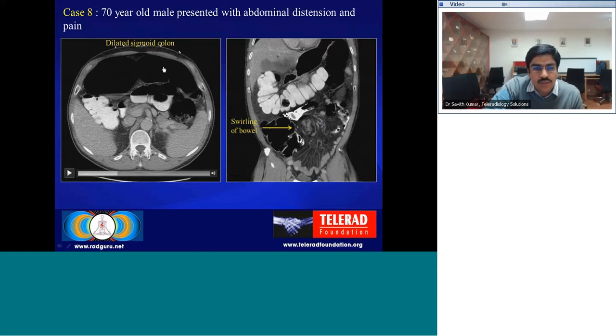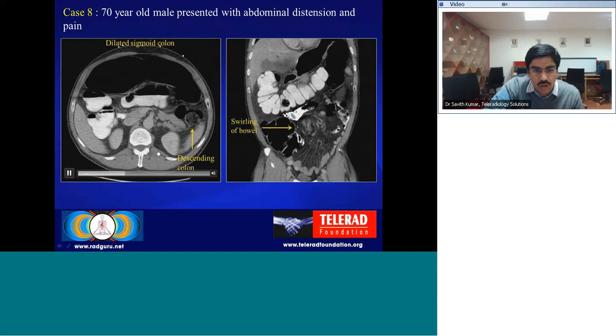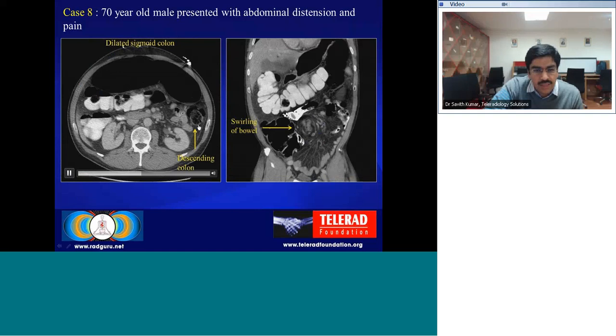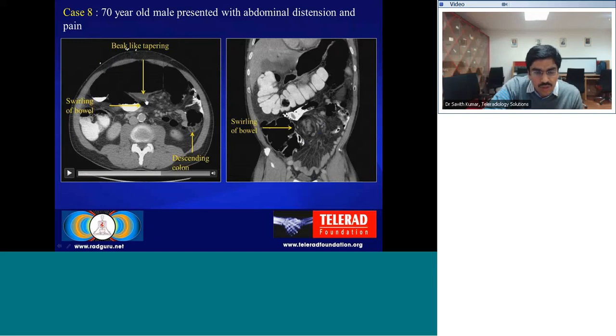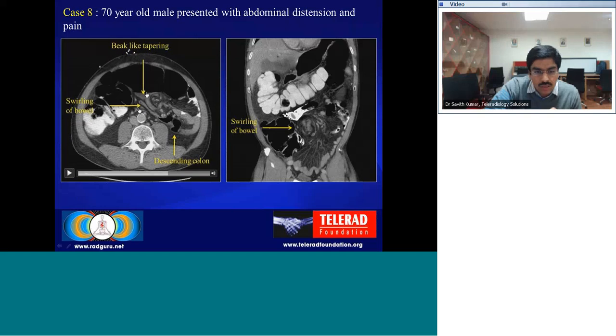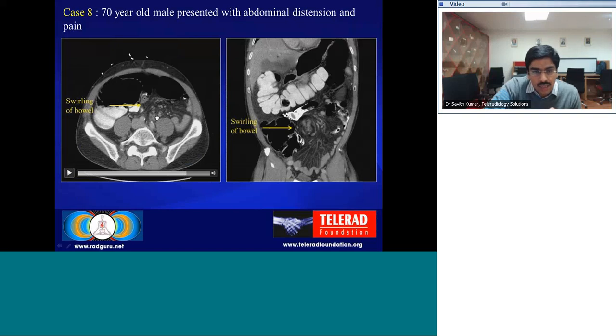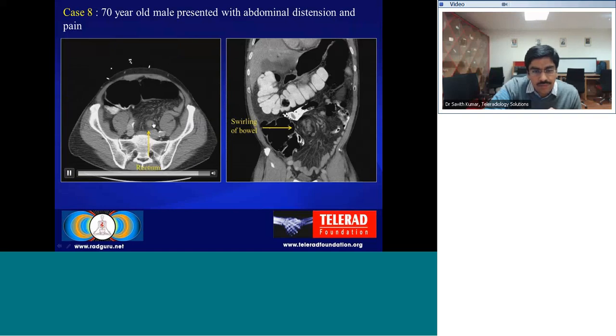These are the two limbs of the sigmoid colon, the dilated sigmoid colon. This is the descending colon. As we go down, this is the point of volvulus where there is swelling of the bowel loops. This is the transition of the dilated sigmoid colon. This is the proximal site of transition, and the distal site of transition. That is the rectosigmoid junction where there is beaking of the bowel loops, beaking of the limb. So this is the twist. This is the other limb of the bowel which is involved in the volvulus, and this is the collapsed rectum.